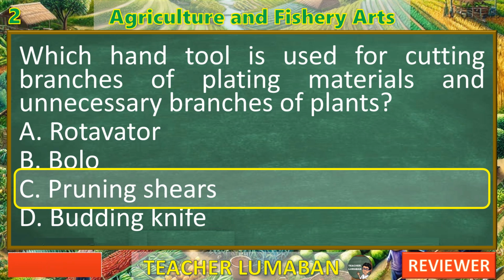D. Budding knife, this is a small, sharp knife used for grafting and budding, typically in plant propagation. It is not designed for cutting larger branches or pruning. Thus, pruning shears are the best tool for the task of cutting branches and unnecessary parts of plants.